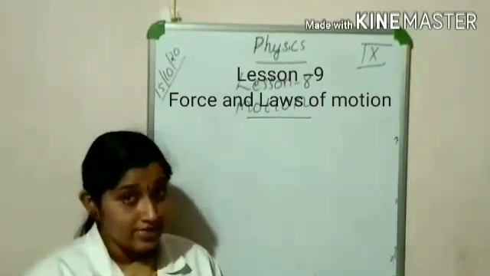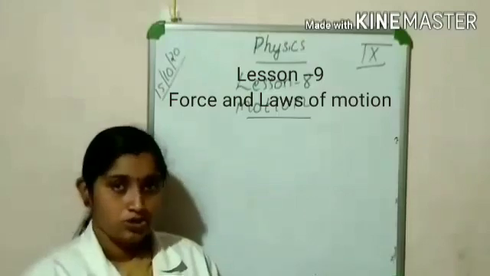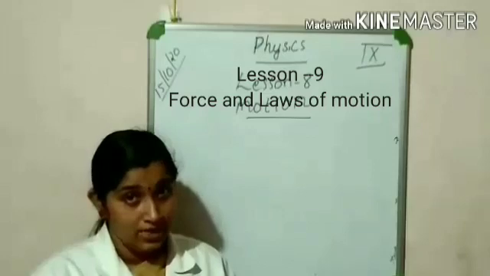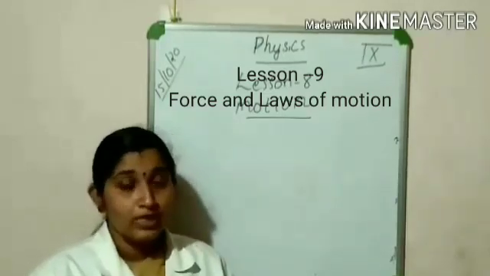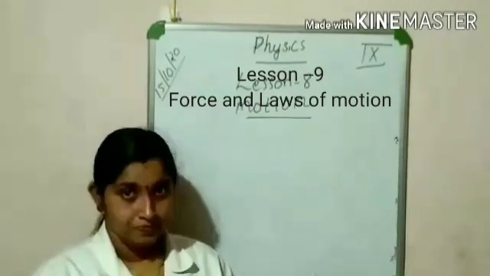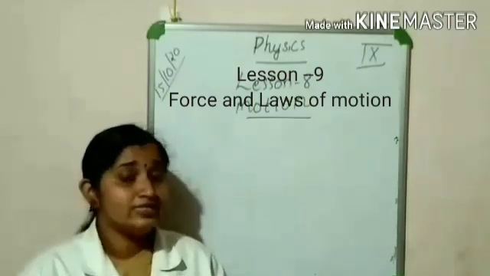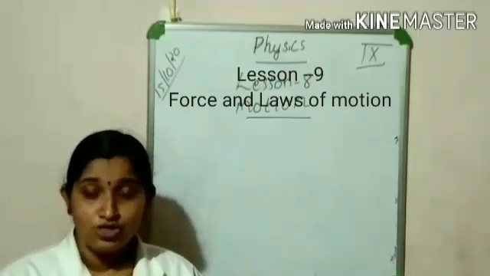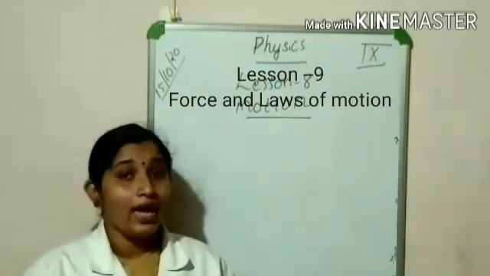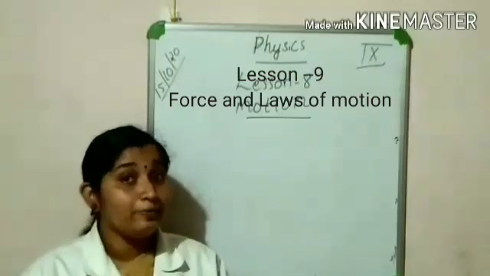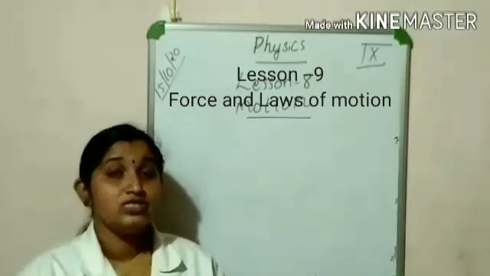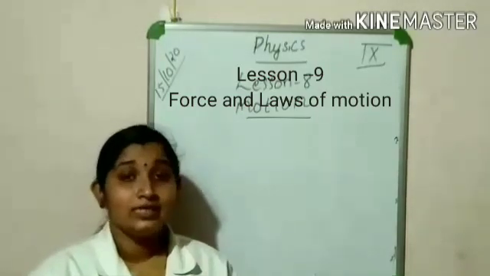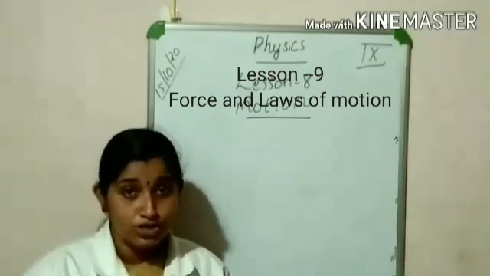In the last class, we discussed the second law of motion. The second law of motion states that the rate of change of momentum is proportional to the applied unbalanced force. In previous classes, we discussed the first law of motion. These two laws of motion explain how an applied unbalanced force changes the motion of an object.